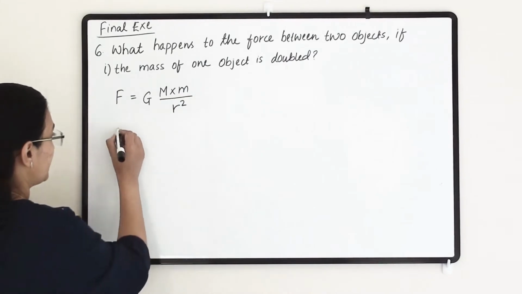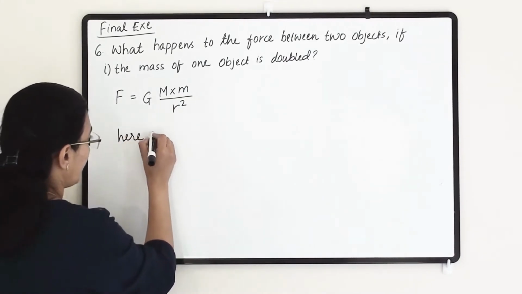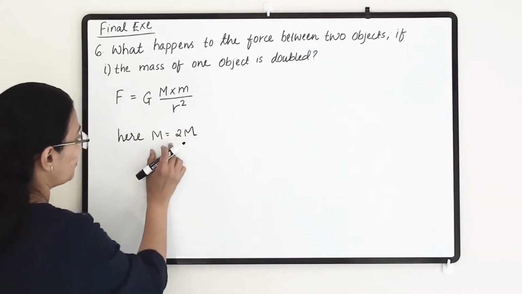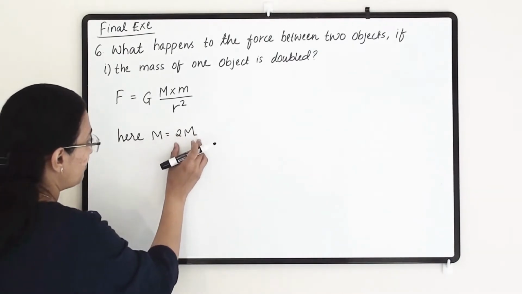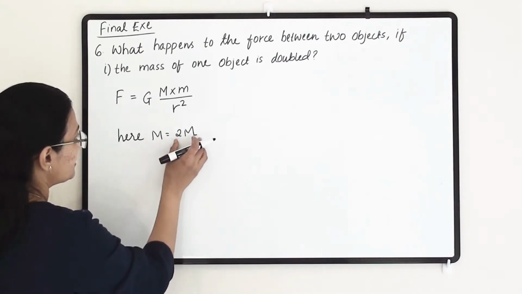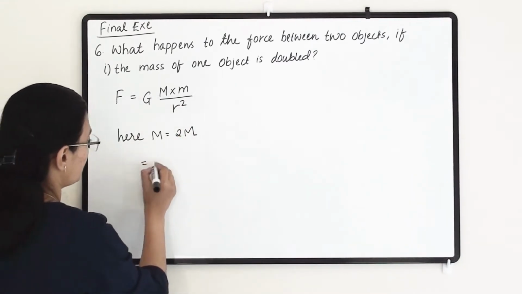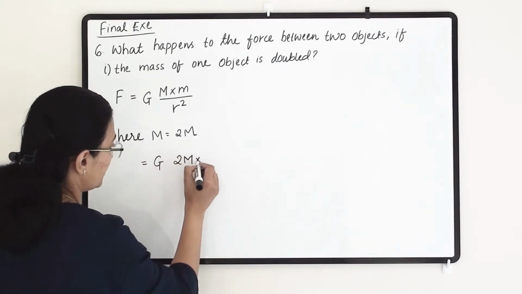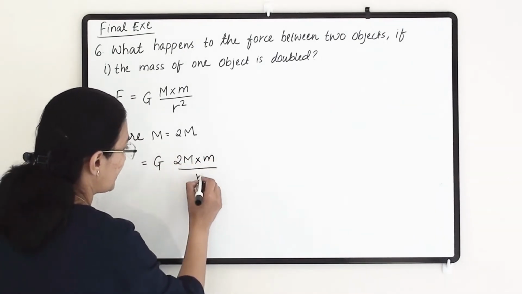Here we are taking m equals 2m, making it double, 2 into m. Let us put this value into the equation. So we will get here G into 2 capital M into m divided by R square.